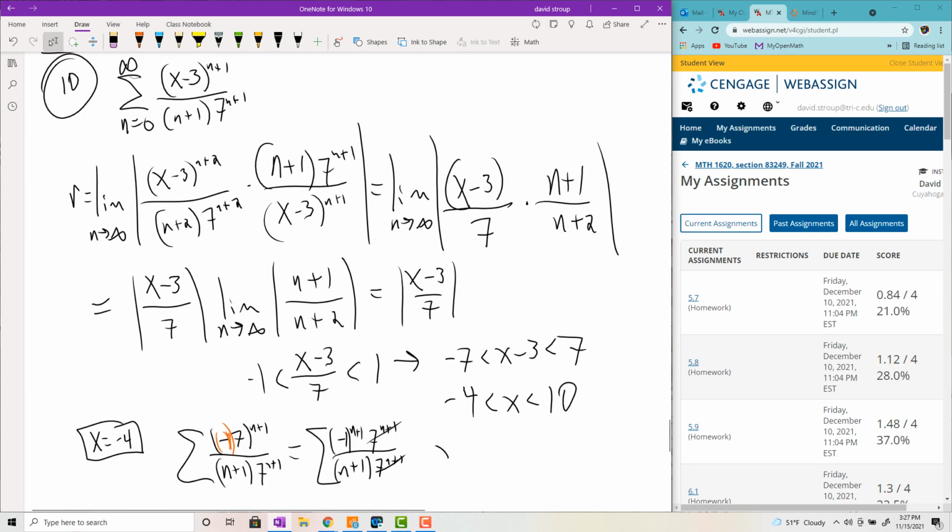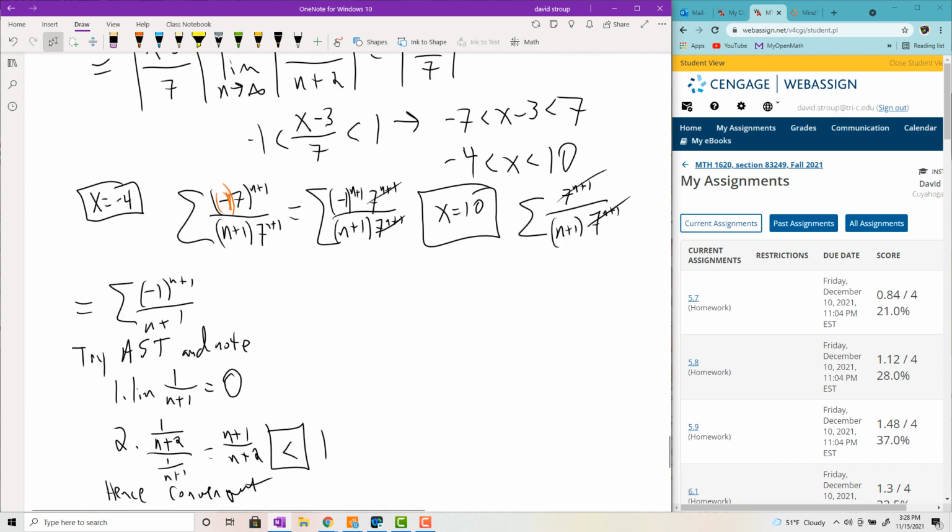So at 10, it's a little easier. You'll have the summation of 7 to the n plus 1 all over n plus 1 times 7 to the n plus 1. And there's a nice cancellation. And so your series is actually 1 all over n plus 1 from n equals 0 to infinity. But if you were to expand this, you would get 1 plus 1/2 plus 1/3 plus dot dot dot. In other words, you get the series n equals 1 to infinity of 1 over n, which we all know is the harmonic series, which is divergent.